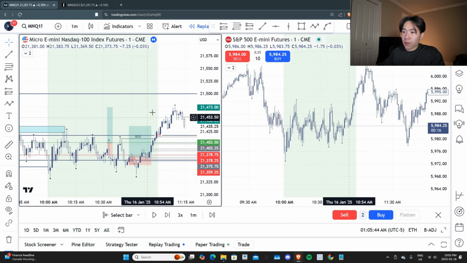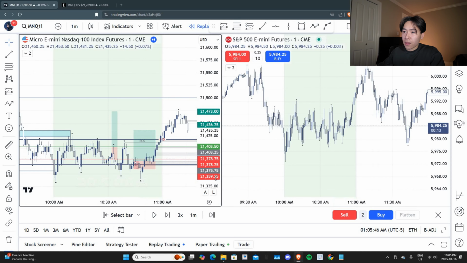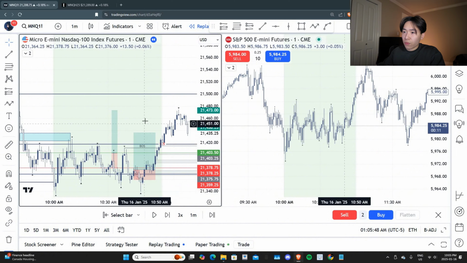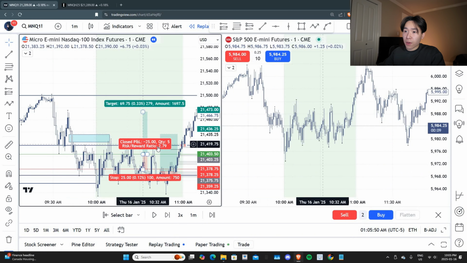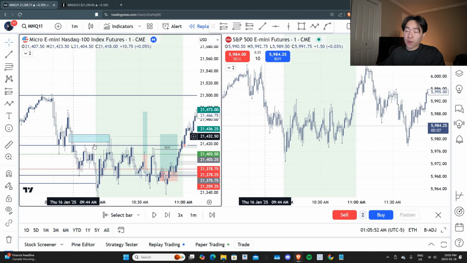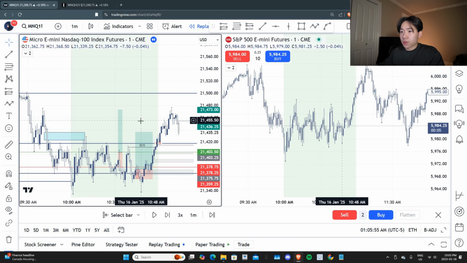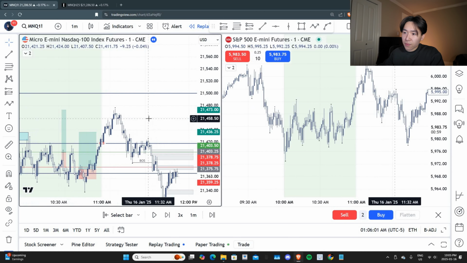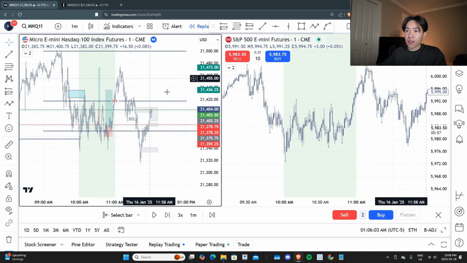But as for this one, we got the entry and we were looking for price to take out this resting buy side as well as to fill out this fair value gap. So yeah, there was bias there, and eventually price did continue lower. I'm pretty sure it continued, yeah.